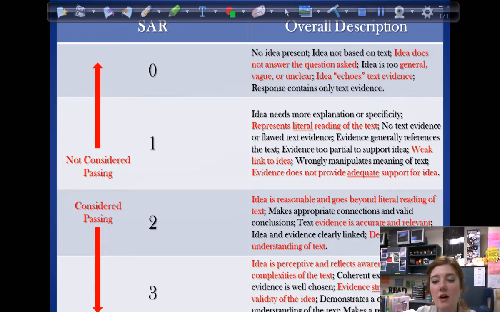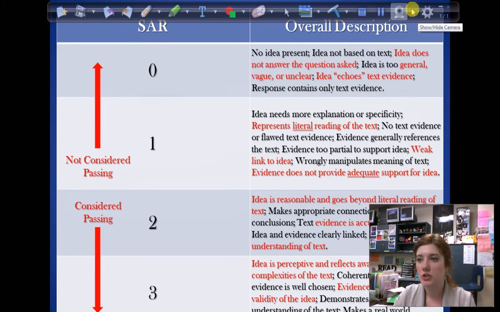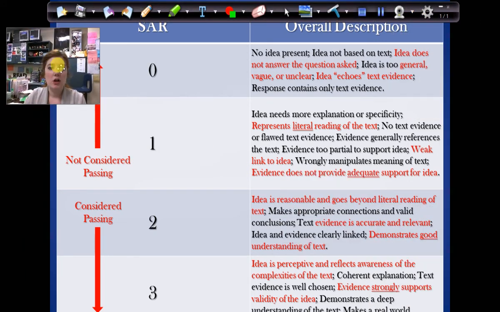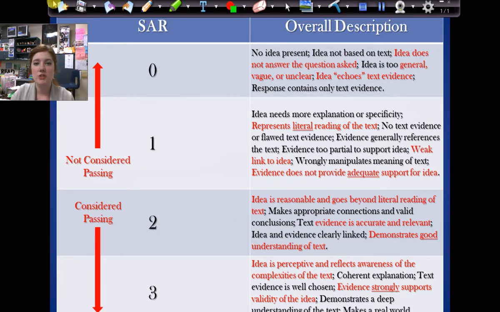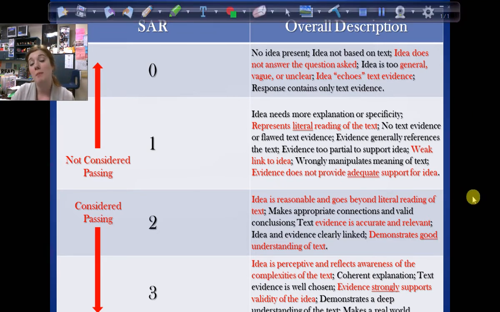So here we have the scoring system. I'm going to make myself smaller so you can see this. Here we have the scoring system that's used for SARs, right? 0, 1, 2, 3. 0 and 1 is considered not passing. If you look at the red in terms of how this is defined, 0 means not answering the question that's asked, being super vague, just copying down the evidence. If you've been doing that and hoping that you can just skate by, it's not going to work. 1 is, yeah, you got an answer there, but it's super literal.